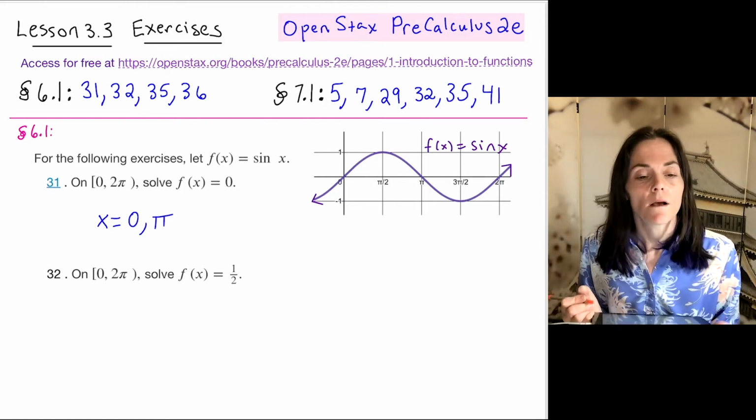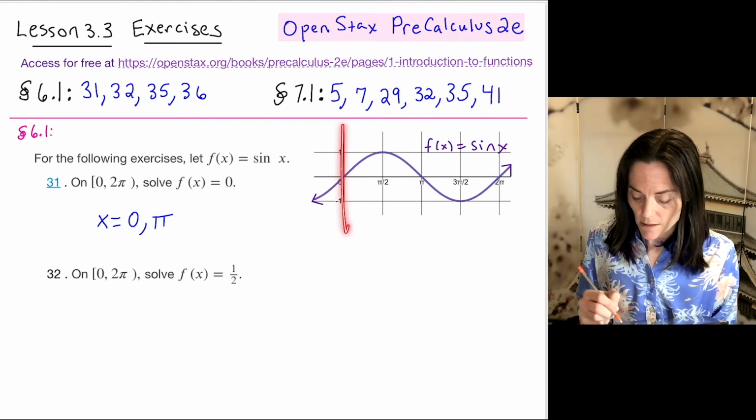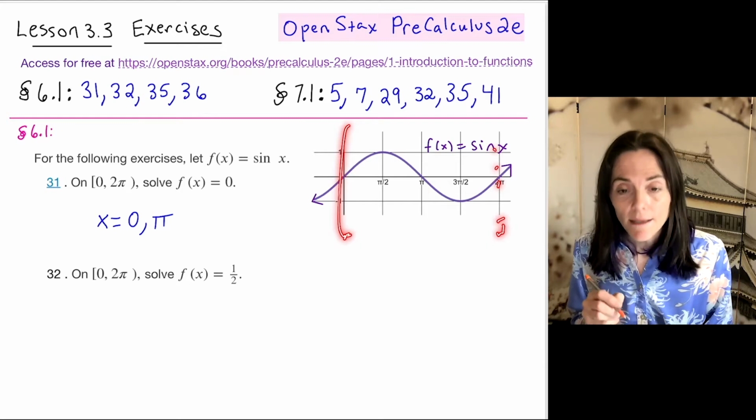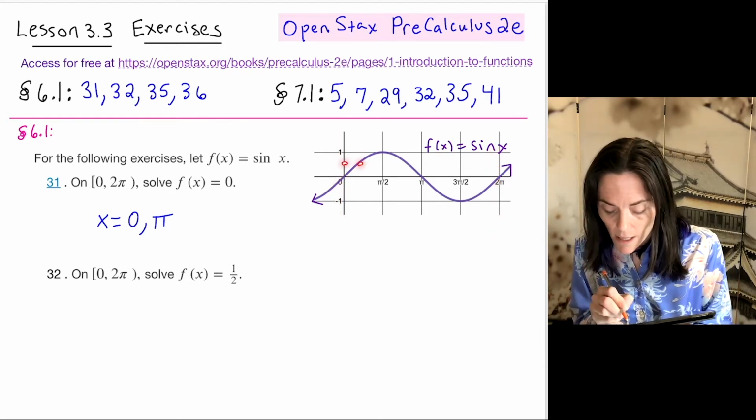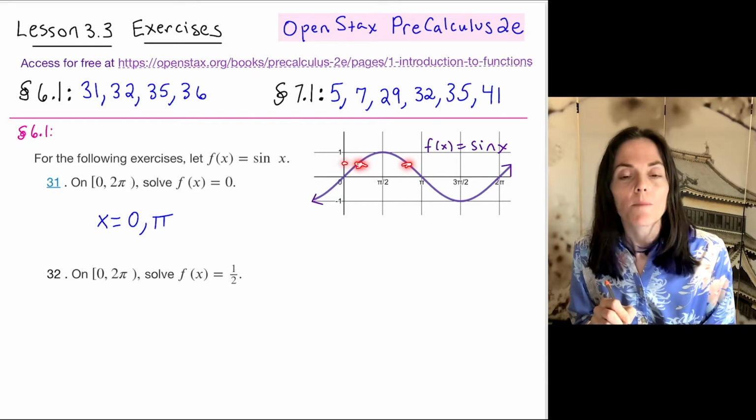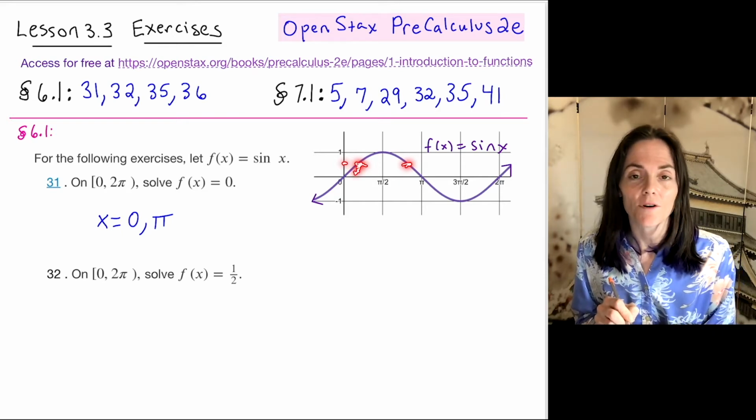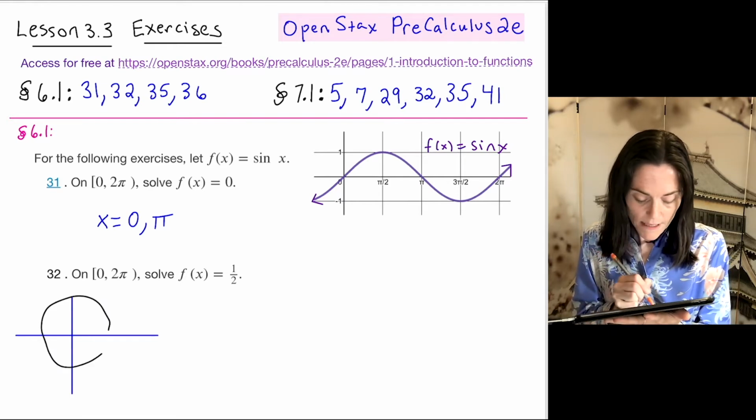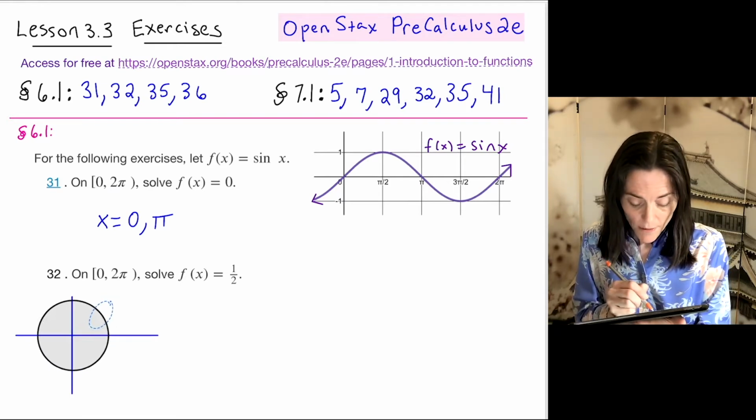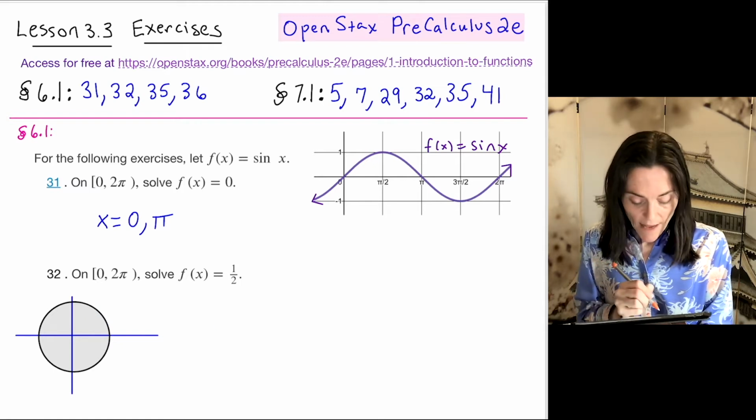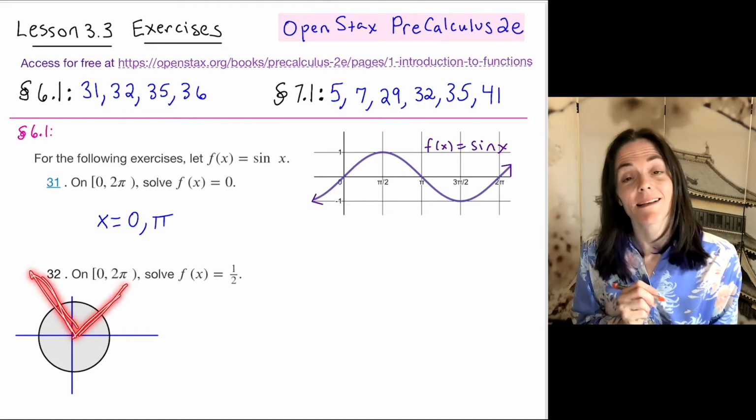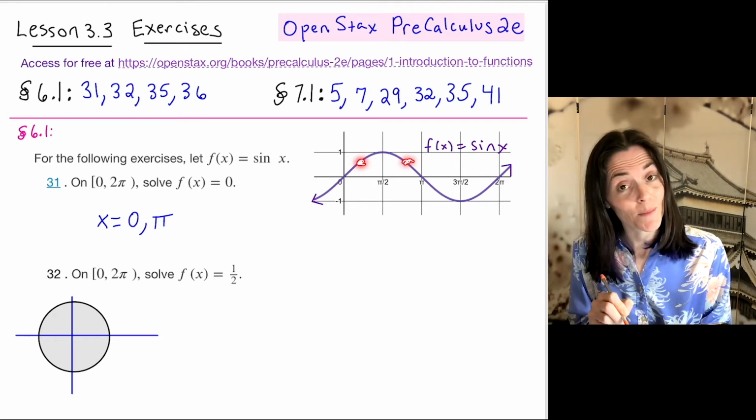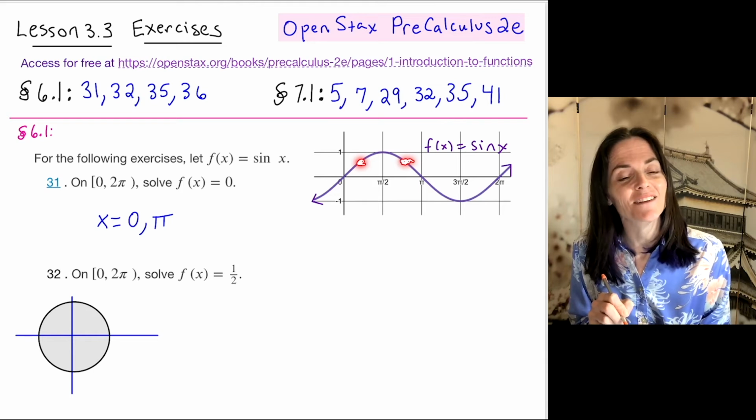Now the last one, on 0 to 2 pi, once again closed and then open on this side. Solve f of x equals a half. Halfway in between is about here. You can see there will be two values, but we're not going to be able to just read it immediately off a graph. We have to go back and think about the unit circle and reference angles. So if my unit circle is here, we're going to have one answer in quadrant 1 and one answer in quadrant 2. We will have one answer between 0 and pi over 2, and another between pi over 2 and pi.